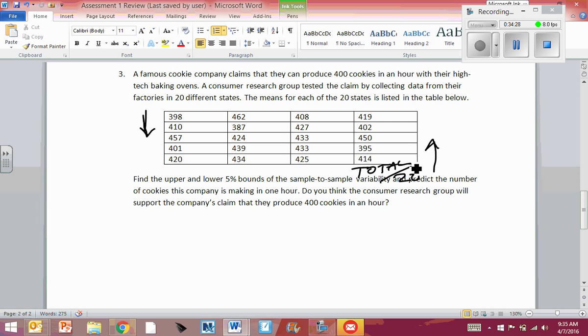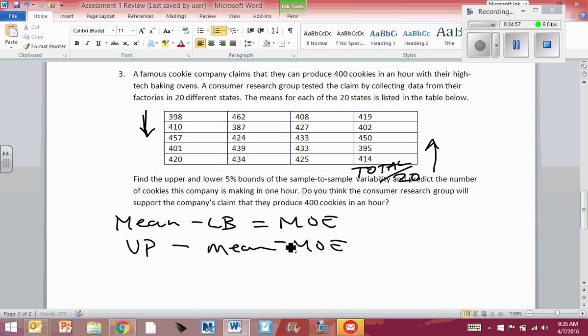Oftentimes they'll just tell you the total. No, they didn't tell you this time. Once you get that, then of course you're going to compare the mean to the lower bound and the mean to the upper bound for the subtraction. Again, I'm just saying so you can feel that it's doing the same thing as the last problem, just with fewer numbers. Once you get each one of these, this will give you the MOE, the margin of error. And then your final answer is going to be the mean plus or minus the MOE.